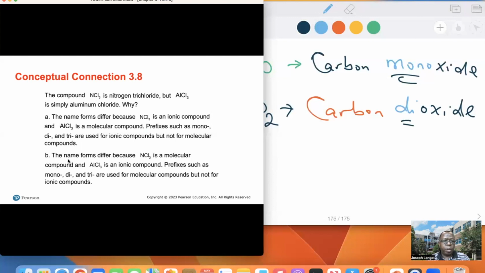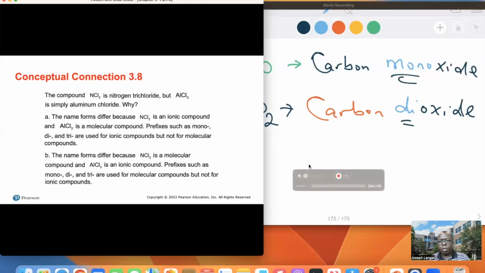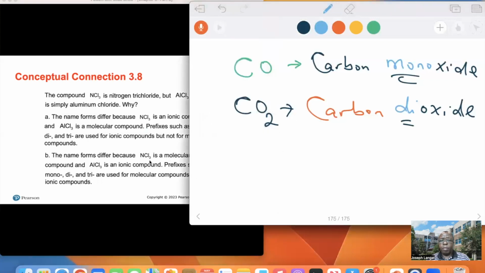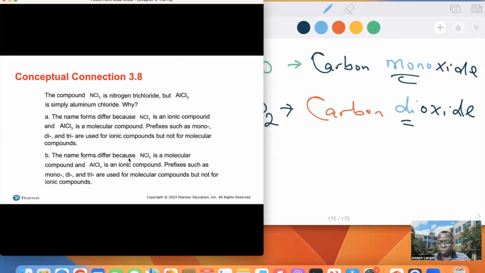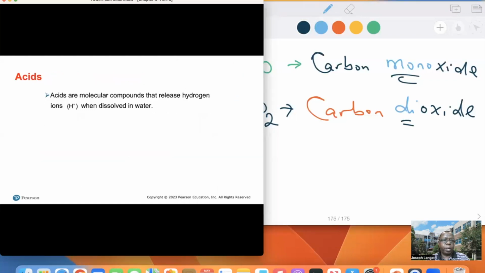So here, the correct answer is B. The name forms are different because NCl3 is a molecular compound. That's correct. And AlCl3 is an ionic compound. Prefixes such as mono, di, tri, etc. are used for molecular compounds, but not for ionic compounds. A common mistake I see students make is using the prefixes where they shouldn't be. So the point here is knowing the difference between ionic and molecular compounds.